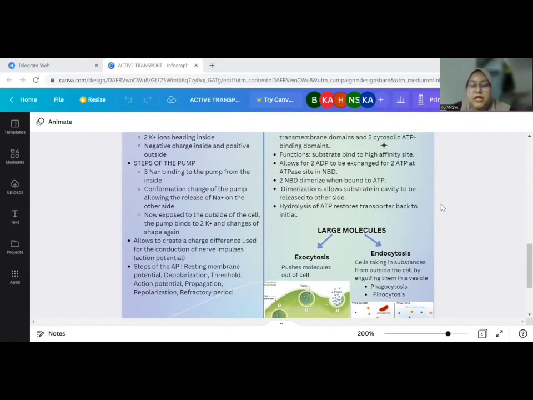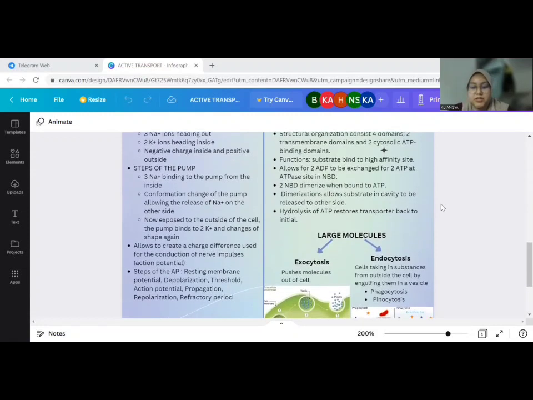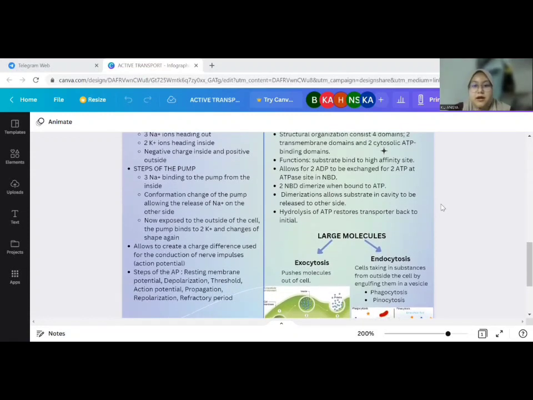Normal functions of the ABC transporter superfamily are: first, substrate binds to high affinity sites. Second, it allows 2 ADP to be exchanged for 2 ATP at the ATPase site in the NBD, which is the nucleotide binding domain. The 2 nucleotide binding domains dimerize when bound to ATP. Dimerization allows substrates in the cavity to be released to other sites. And lastly, hydrolysis of ATP restores the transporter back to initial.